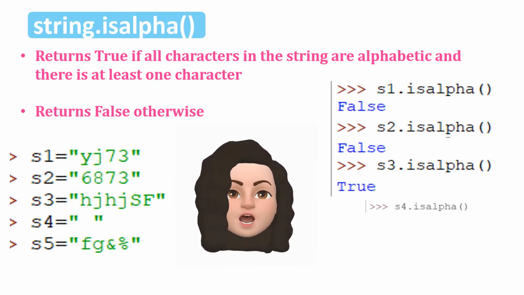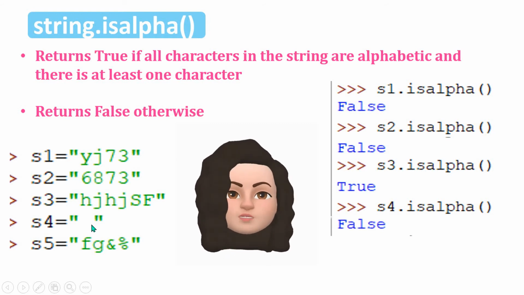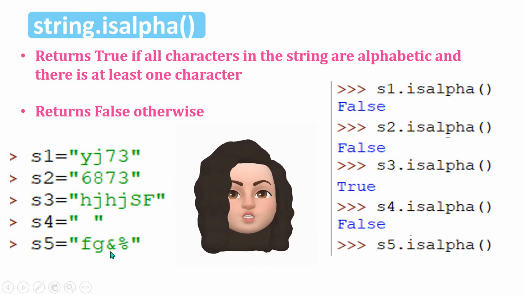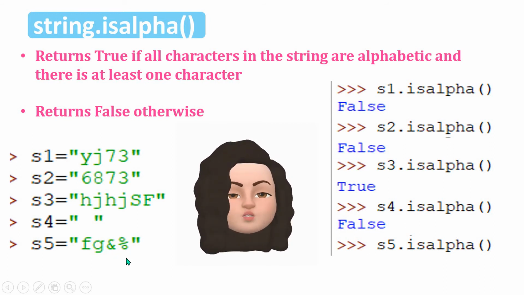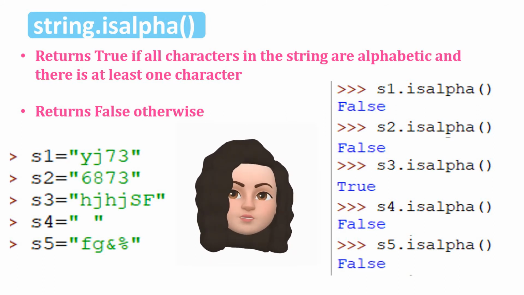S4 is equal to empty string, so S4 dot isalpha will return false because there is not even a single character, it is an empty string. Now S5 dot isalpha. S5 is FG ampersand percentage, so it consists of special characters also, so it will return false. Okay, so isalpha will return true only when all the characters of the string are alphabets, otherwise it returns false.